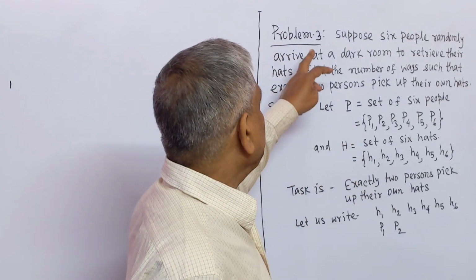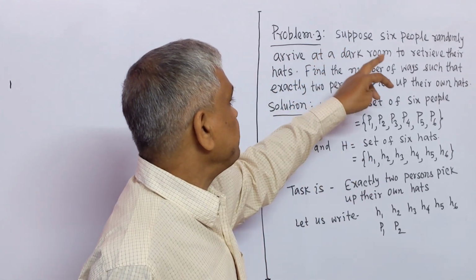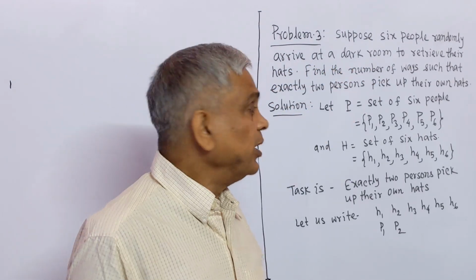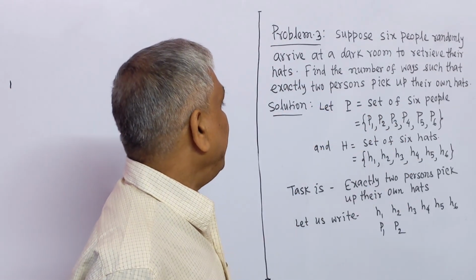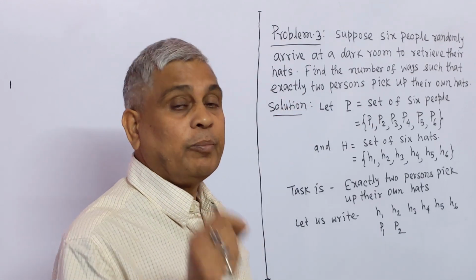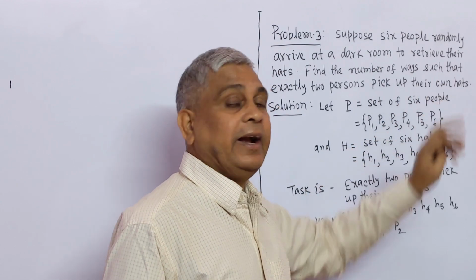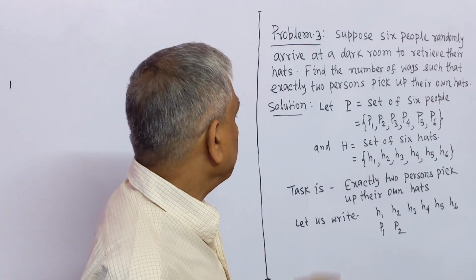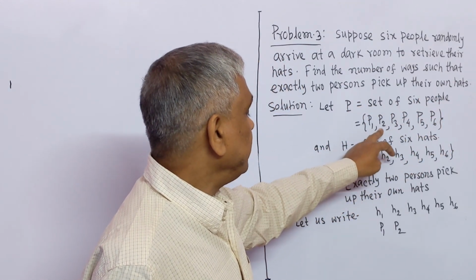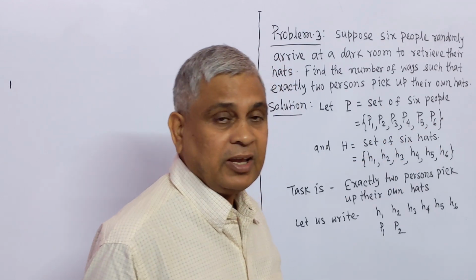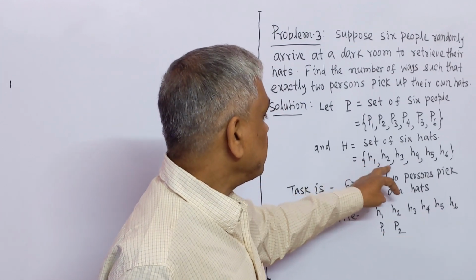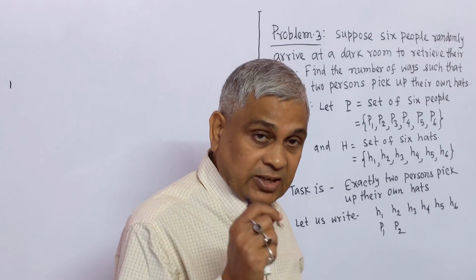Now we solve problem number 3. Problem number 3 is, suppose 6 people randomly arrive at a dark room to retrieve their hats. Find the number of ways such that exactly 2 persons pick up their own hats. Now we solve this. Solution: let P be the set of 6 people. People are P1, P2, P3, P4, P5, P6, and H be the set of 6 hats, H1, H2, H3, H4, H5, H6.